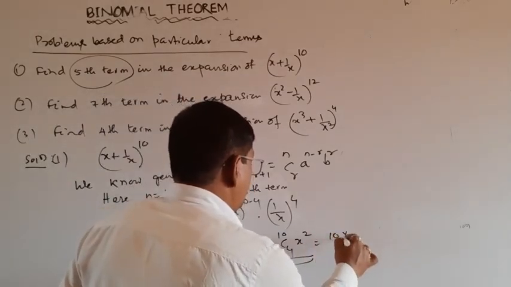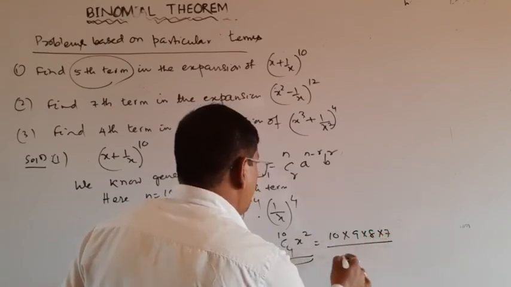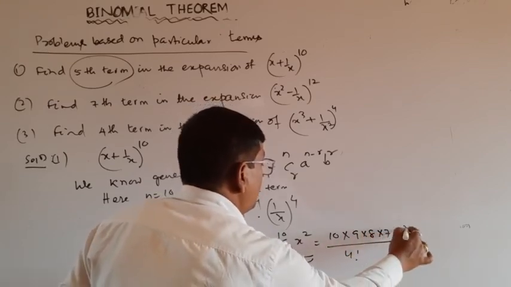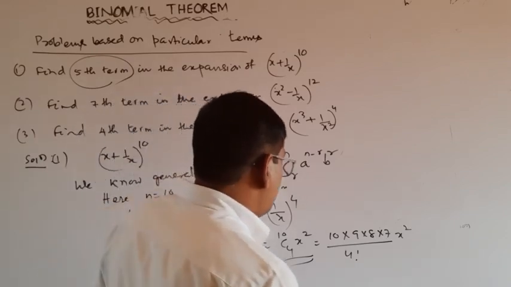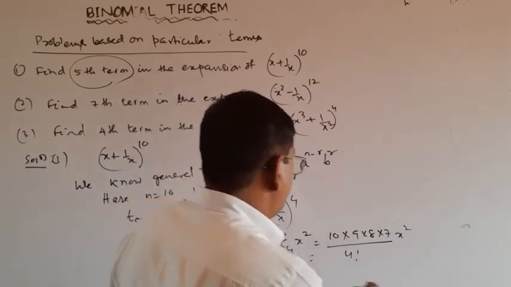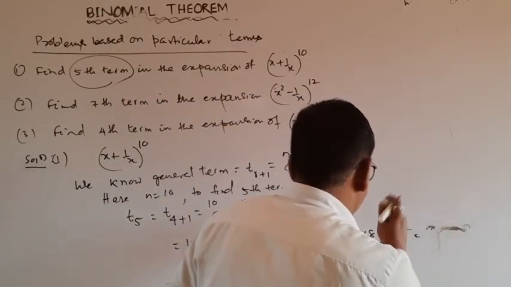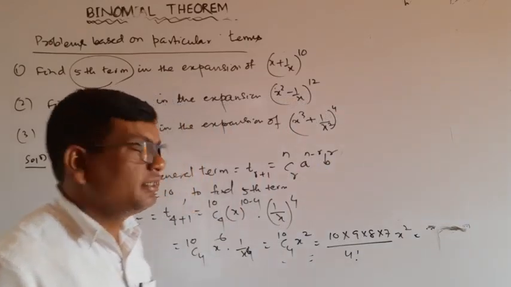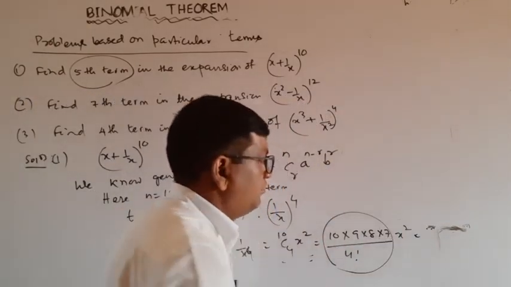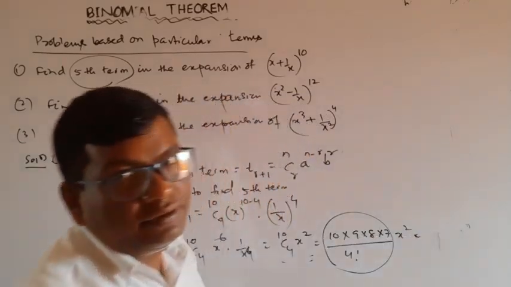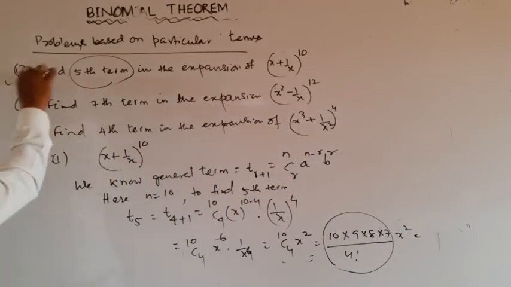Or we can find this as 10 into 9 into 8 into 7 divided by 4 factorial, into x square. 4 factorial means 24. So this is 10 into 9 into, calculate this. You calculate this value and write this value, the coefficient of x square. So this is the solution of 1, now solution of 2.